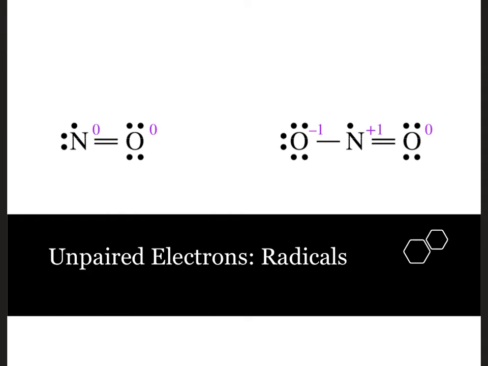The second exception to the octet rule occurs when molecules have an odd number of valence electrons. This typically occurs as one atom with 7 valence electrons. Molecules with unpaired electrons are referred to as radicals. Common examples are nitrogen monoxide and nitrogen dioxide. Take some time to work through these structures to verify their accuracy, then let's work through an example together.